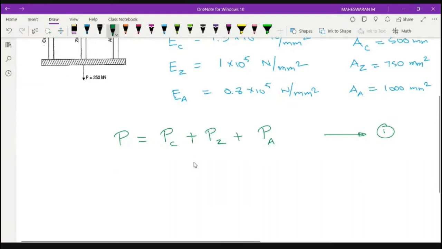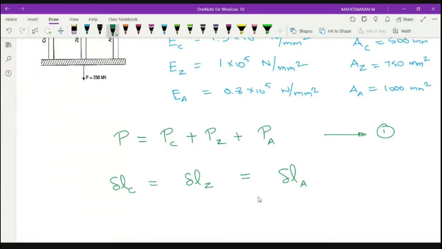But anyway, I can't solve any of this, it's just an equation. Next, what about your change in length? We consider change in length. Your change in length for copper will be equal to the change in length for zinc, and that will be equal to the change in length for aluminum. So these are your change in lengths.